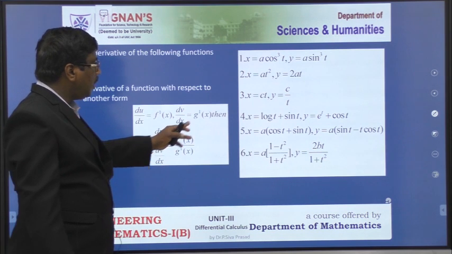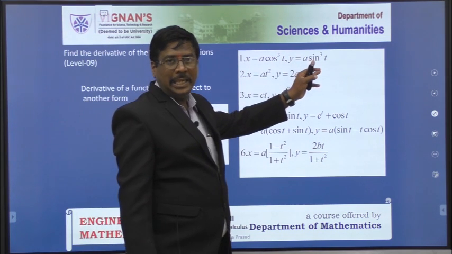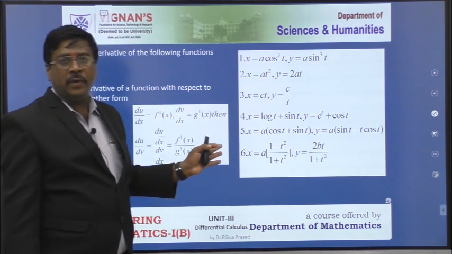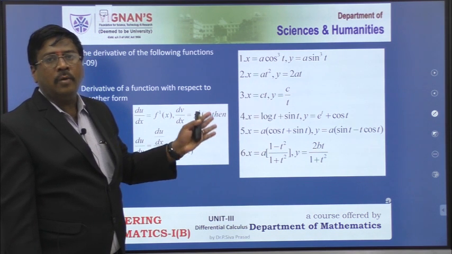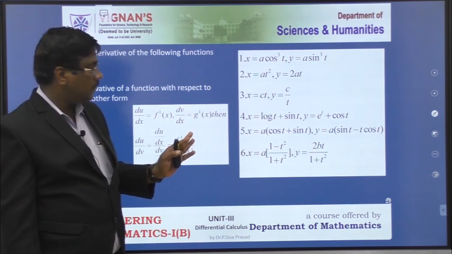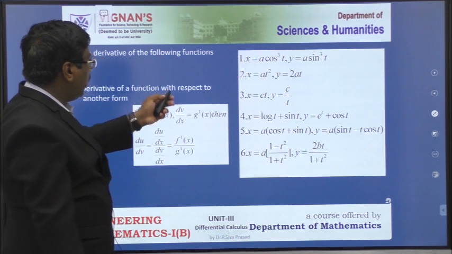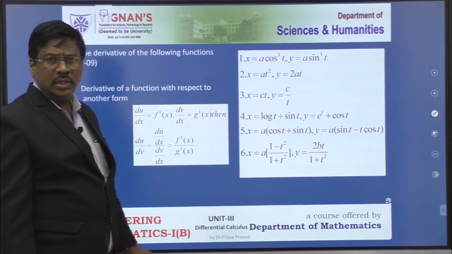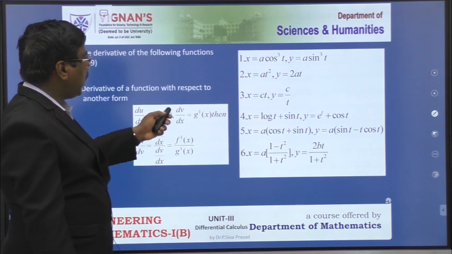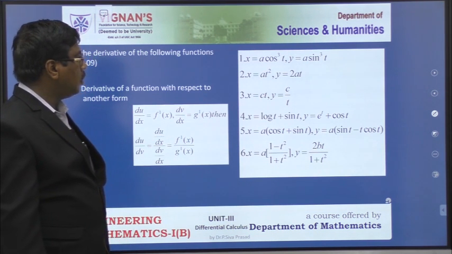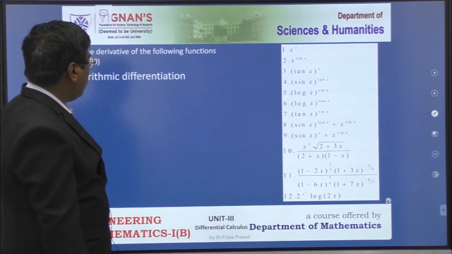So, here the parameter that may be used has to be t. For these types of functions that may be given, how we have to perform the derivatives dy by dx, that you have to see in this competency level 9. So, please listen, I will explain, this is the easiest way. First of all, I have to take x is equal to a cos cube t.